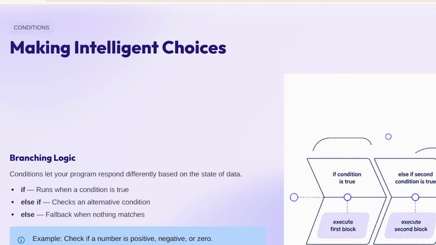Next one is making intelligent choices. That is nothing but understanding conditions. Conditions help our program make decisions. Think of it like asking a question. If the answer is true, one block of code runs. Otherwise, if the answer is false, another block will run. So JavaScript provides three keywords: if, else if, and else.